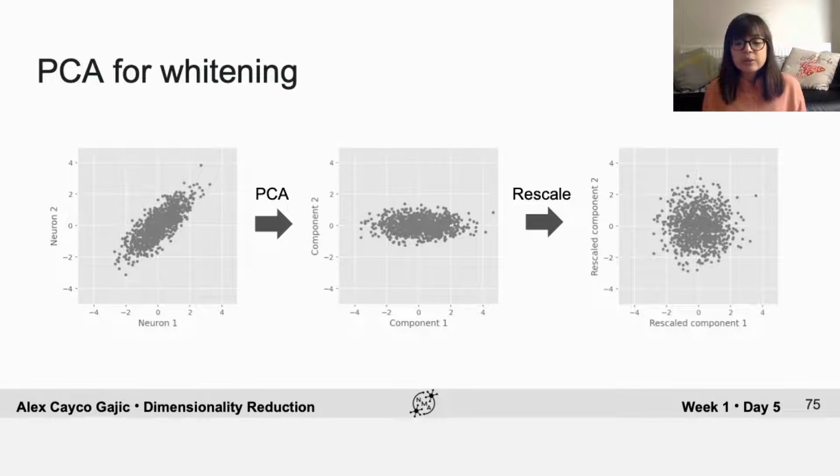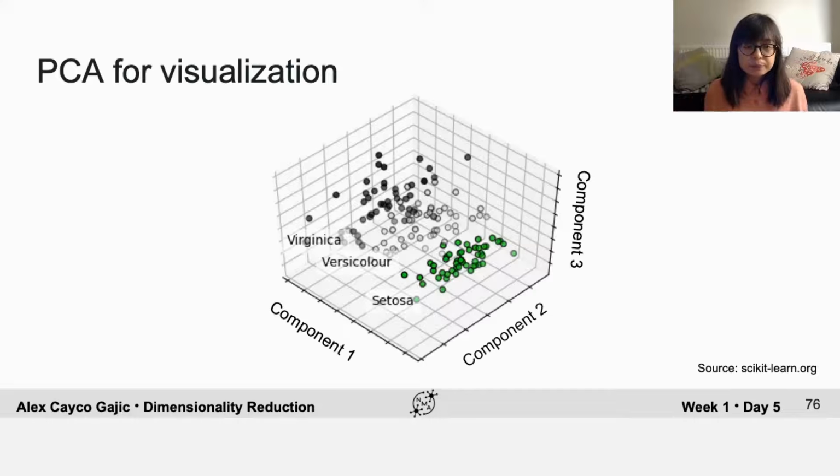These first three properties, that PCA can be used for compression, denoising, and whitening, are extremely useful in a very wide variety of settings. And actually, if you want to do a more complicated nonlinear dimensionality reduction technique, it's often useful to use PCA as a pre-processing step for exactly these reasons. And the fourth application is visualization, maybe one of the most common applications of PCA.